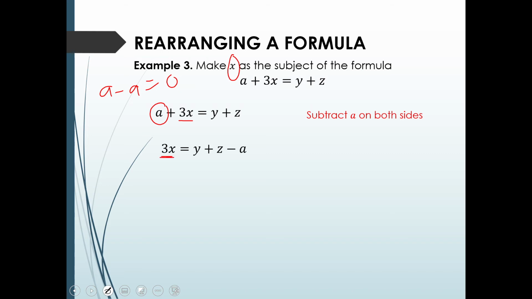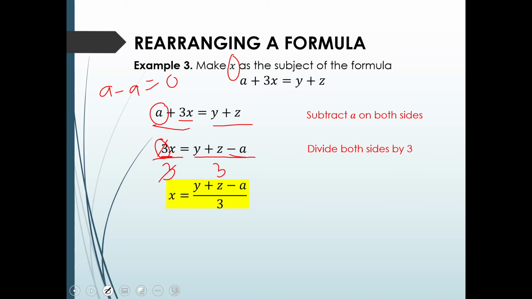And then here, whatever you subtract on the left, you should also subtract on the right. So that's y plus z minus a. And then you want your x. However, there is a coefficient of x, which is 3. So what to do? We will divide both sides by 3. We will remove the 3 here, and the 3 here. So 3 will be gone. Therefore, the new formula for x is y plus z minus a all over 3.